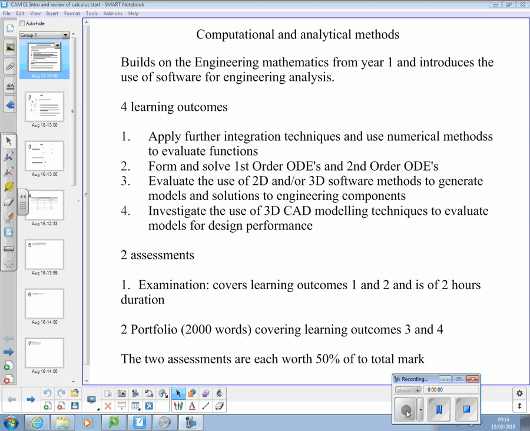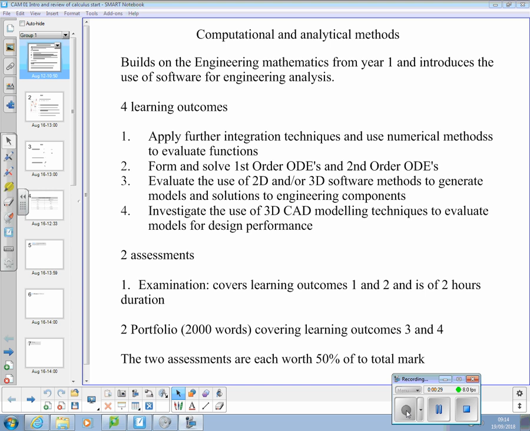There's a level 5 maths module, so it builds on what the other guys who are on a foundation degree did last year in maths and what you would have done in your engineering mathematics on HNC. I mean, there are differences in those maths modules. So what I do to start with is going to pick up on some calculus that we've done last year. But first of all, let's explain what the module is all about.